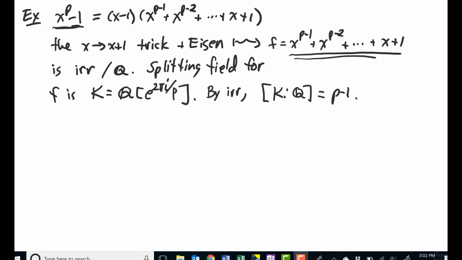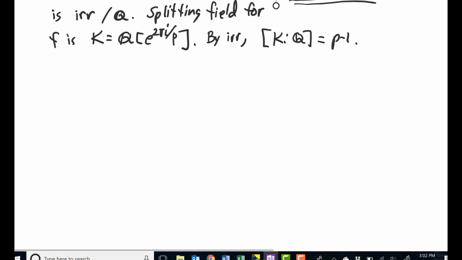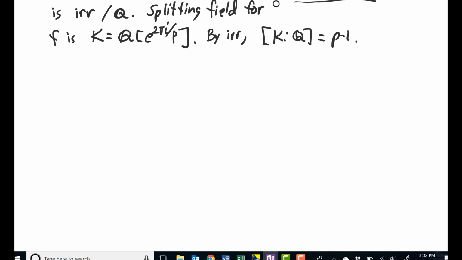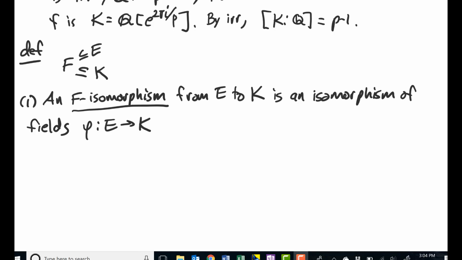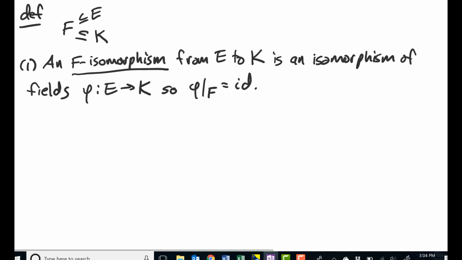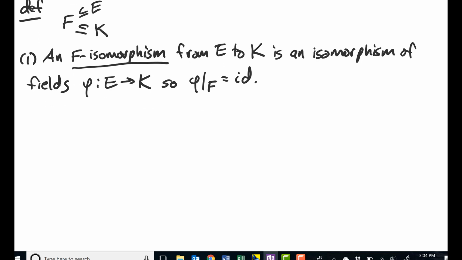All right, next on our agenda, now that we have existence, we want to turn to uniqueness. And that is going to come from the following definition. Let's start out with the field F as a subfield of two other fields, a subfield of E and a subfield of K. We'll say a map phi from E to K is an F isomorphism if, first of all, it's an isomorphism of fields from E to K. The addition is that phi restricted to F is the identity map.